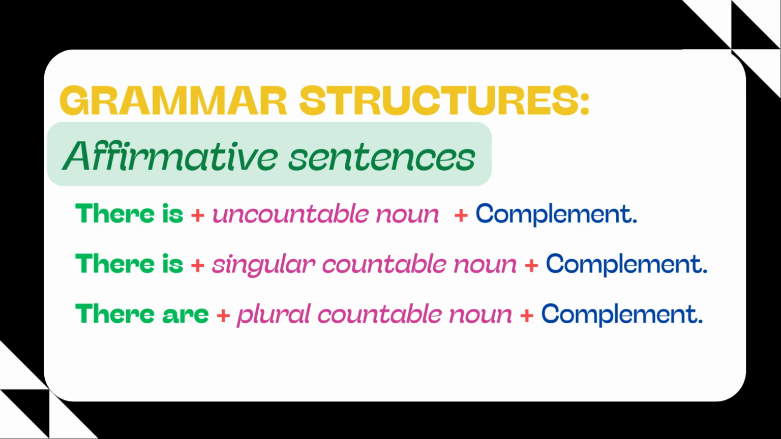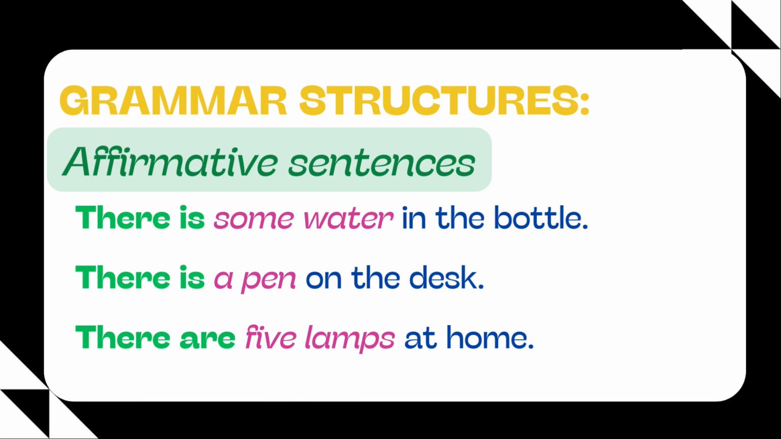Grammar structures, affirmative sentences. There is plus uncountable noun plus complement. There is plus singular countable noun plus complement. There are plus plural countable noun plus complement. There is some water in the bottle. There is a pen in the desk. There are 5 lamps at home.